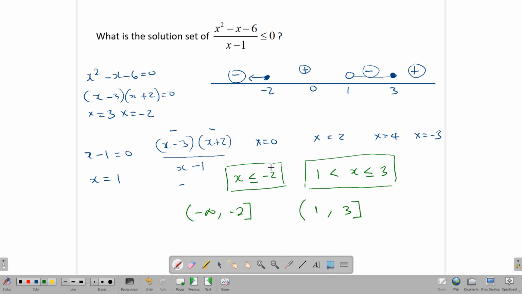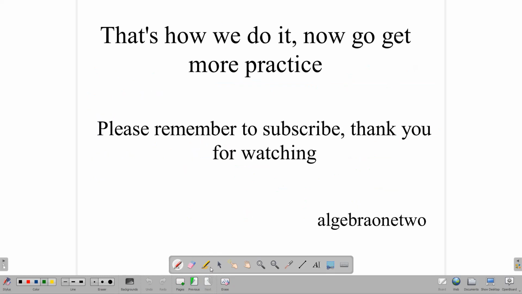So this is how we go about solving rational inequalities. You may need to get some more practice to make sure you get the skill tied down and to boost your understanding of it. So make sure that you get some more practice.